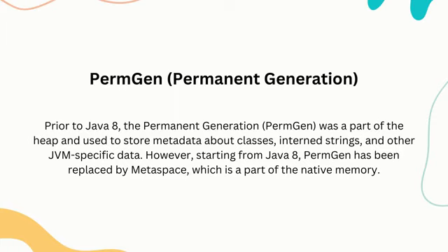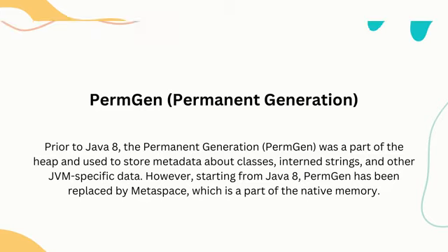Prior to Java 8, the permanent generation, PermGen, was a part of the heap and used to store metadata about classes, intern strings, and other JVM-specific data. However, starting from Java 8, PermGen has been replaced by Metaspace, which is a part of the native memory.